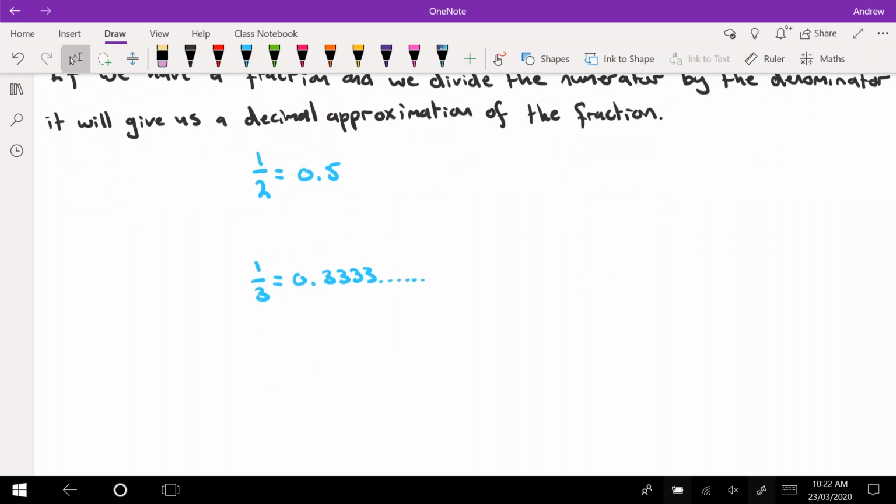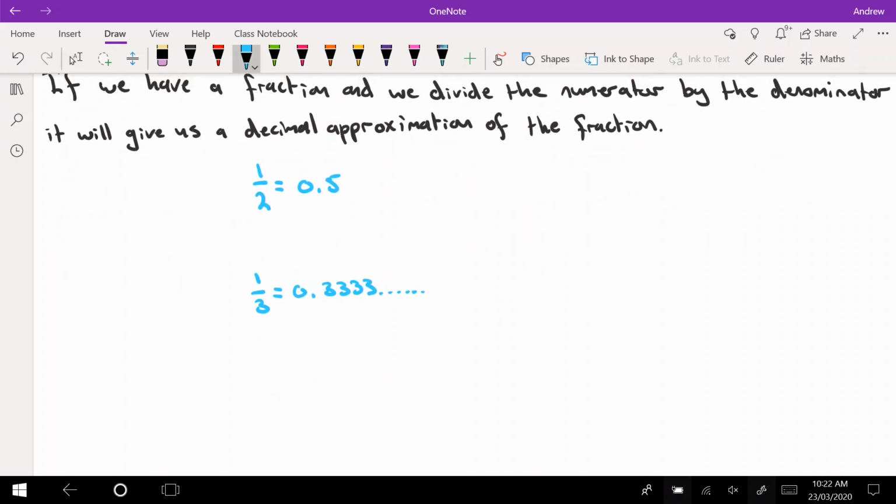And then we've got, let's say, 1 over 7. And I'm not expecting you guys to know what 1 over 7 is because it's not a nice number. But it's going to be 0.142857, and it just keeps going. Doesn't it repeat the same? Not necessarily.